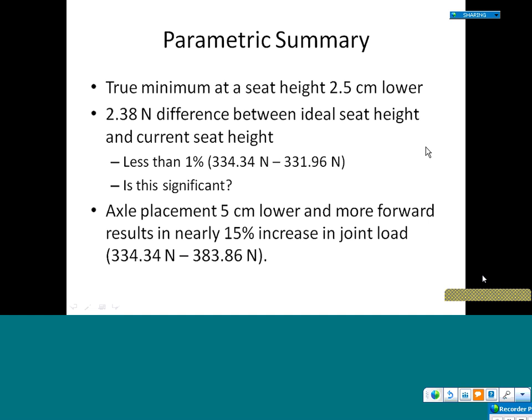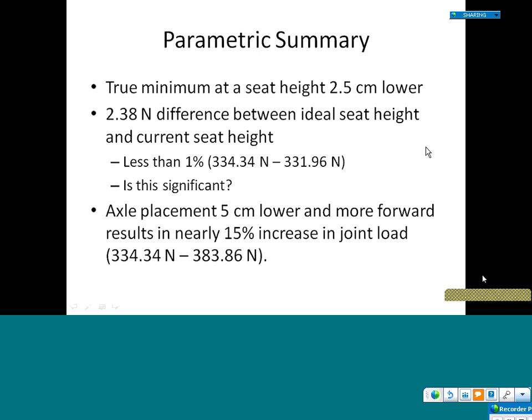So while it appears that this individual has an ideal axial placement, it's obvious that there are axial placements for this particular individual that result in a nearly 15% increase in joint load. So if this person were to be 5 centimeters lower and more forward, then their load on their shoulder would increase by nearly 50 newtons for every push stroke. So while this person may be nearly ideal, another person may benefit dramatically if they displayed a similar sort of pattern and their seating position was off slightly.